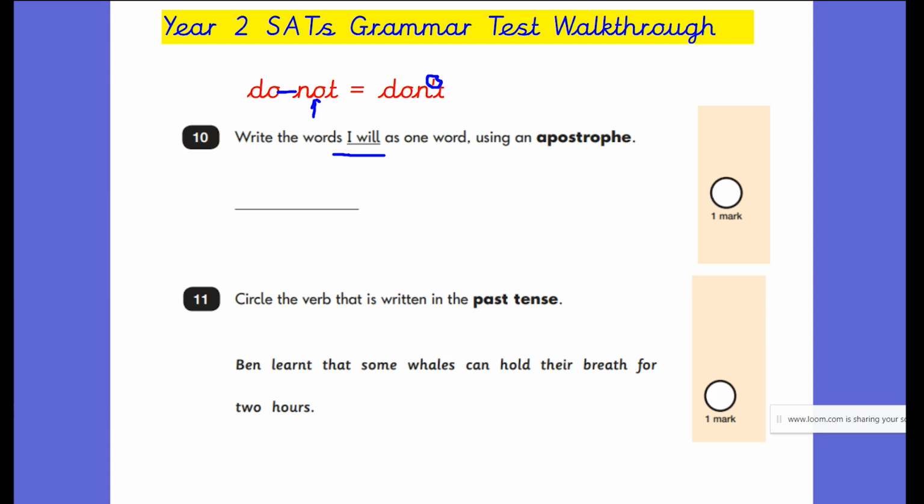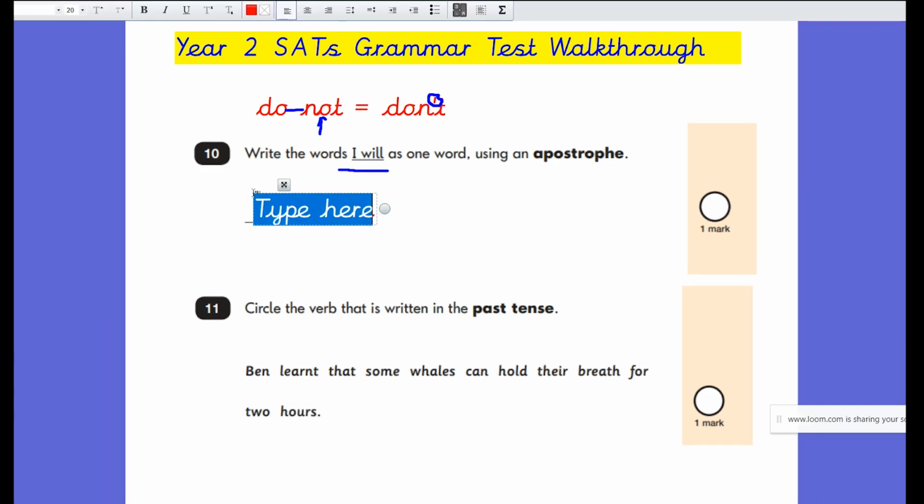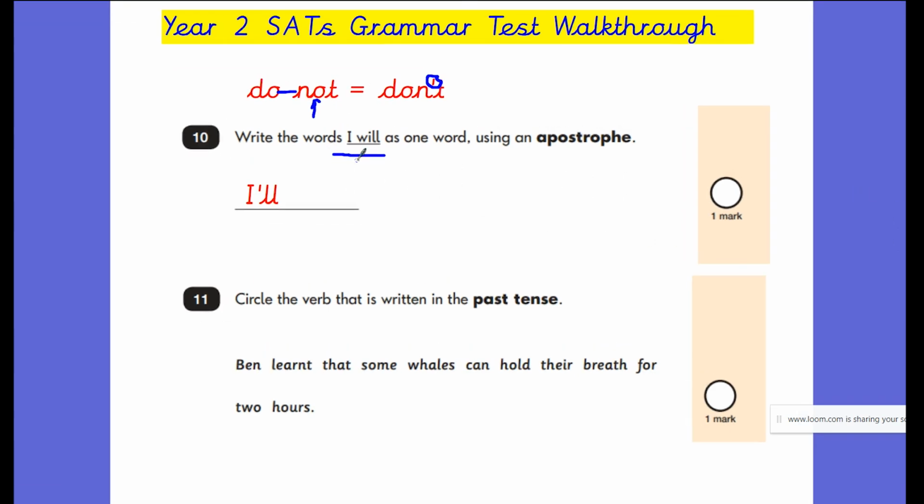So there are several contracted spellings in Year 2 the children must know. Don't is just one of them, but another one is I will. So what is the contracted form of I will? It is I'll. And in this instance, we have taken out the letters W and I here and replaced them with an apostrophe. So for the correct answer, the children would need to write I'll. I'll is the correct answer.